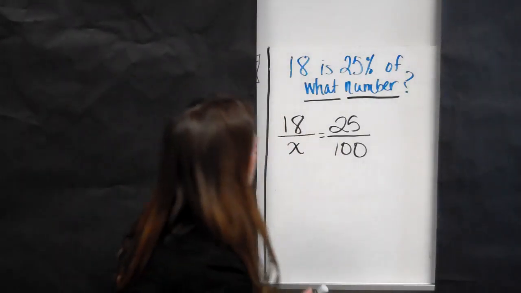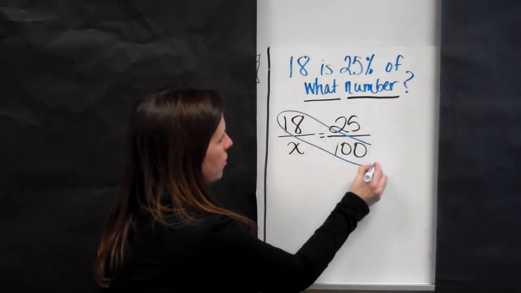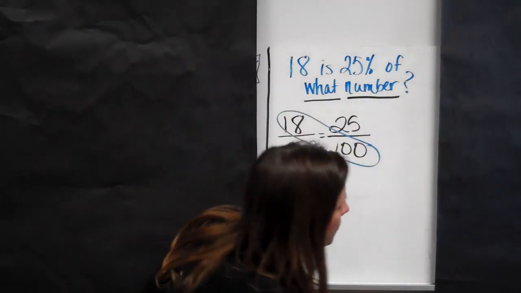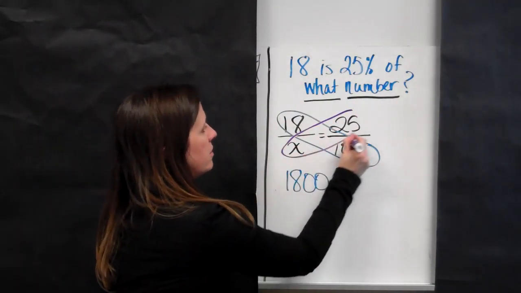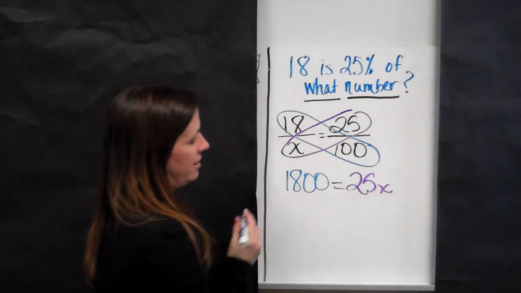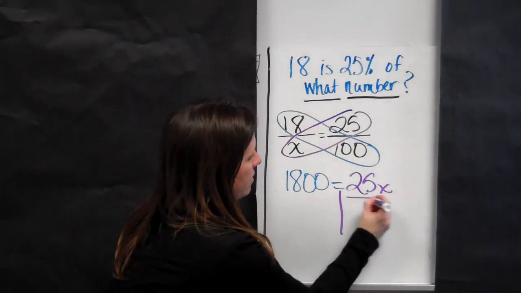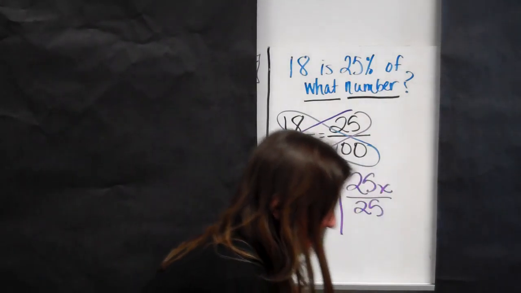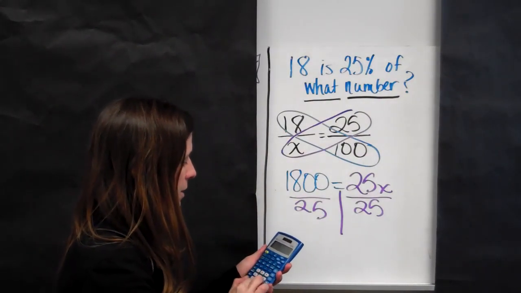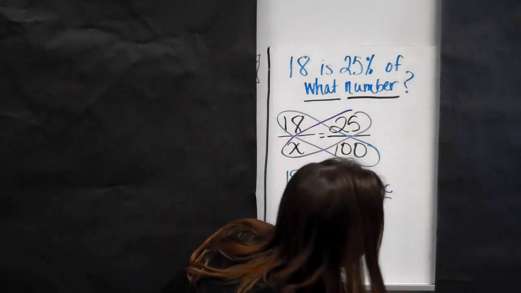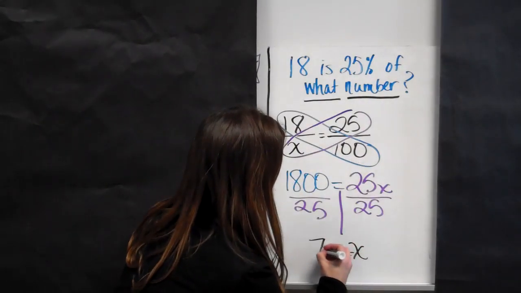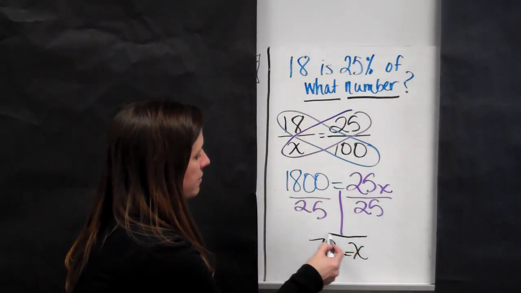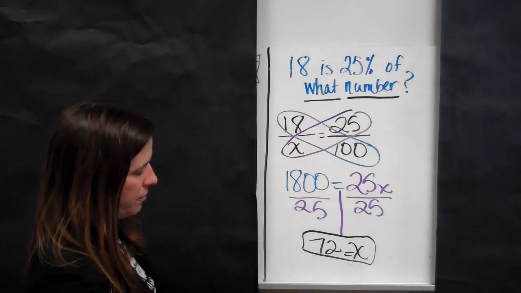Again, it comes down to cross product, so you're going to cross multiply: 18 times 100 is 1,800, and 25 times x is 25x. A one-step equation again. Divide both sides by 25. Let's see what we got. 1,800 divided by 25 is 72. x is equal to 72. We're looking for a number, our whole, so we just leave it as 72. We don't have to add a percent sign there.